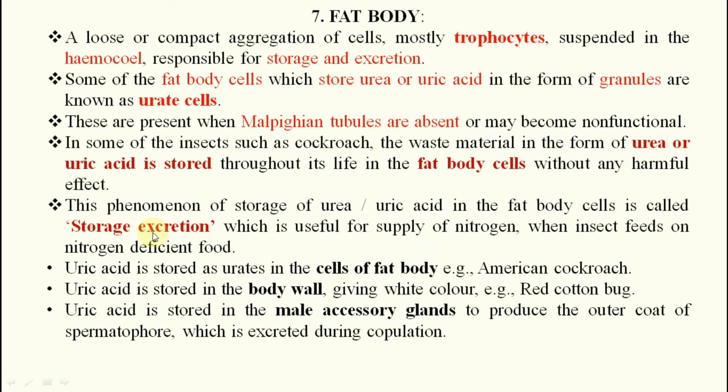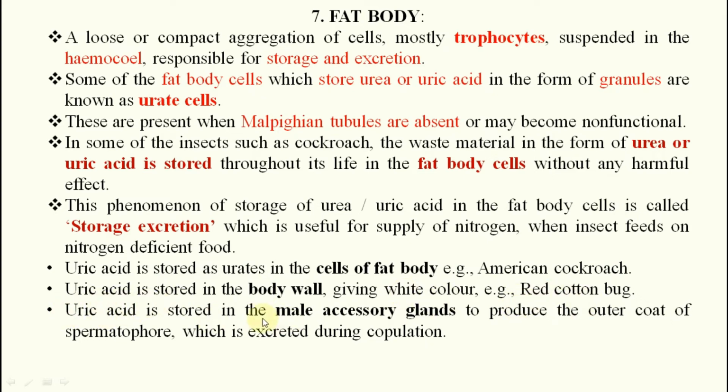Clearly understood what is storage excretion? The waste product is stored in a separate cell. That is known as what? Your storage excretion. Clearly understood? Yes, sir. In some cases, what happens, you see, under shortage of food, from this fat body, the insect will reabsorb those nitrogenous waste product if that is required. If nitrogen deficient food is there, nitrogen is lacking at the time, again from this fat body, they may reuse those waste product uric acid as a nitrogen source.